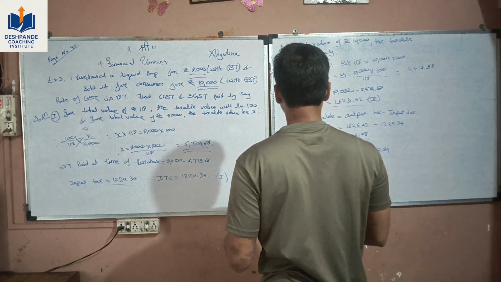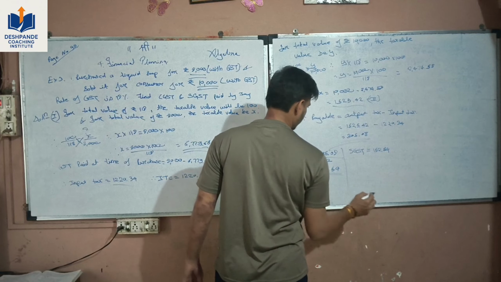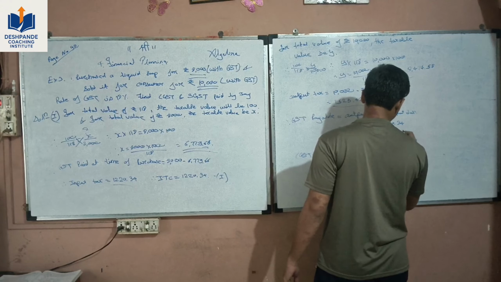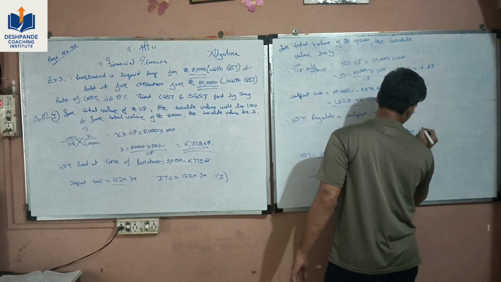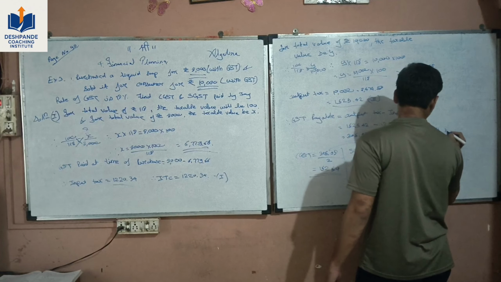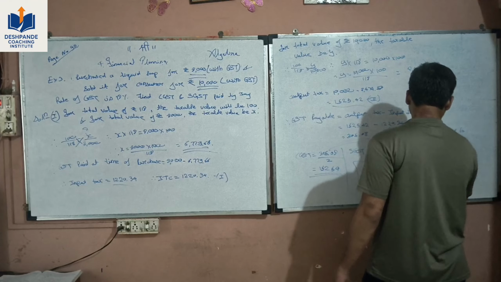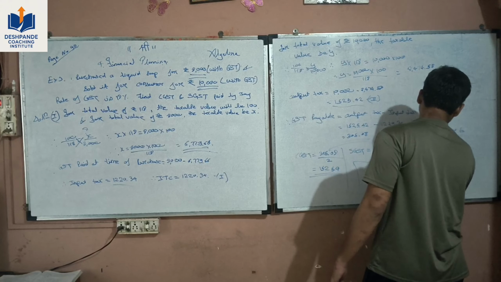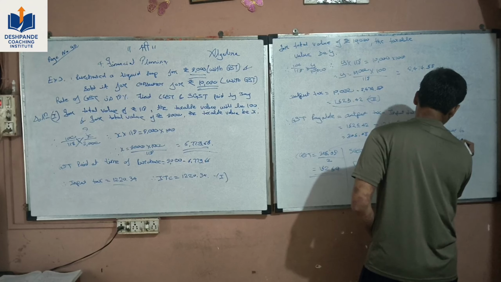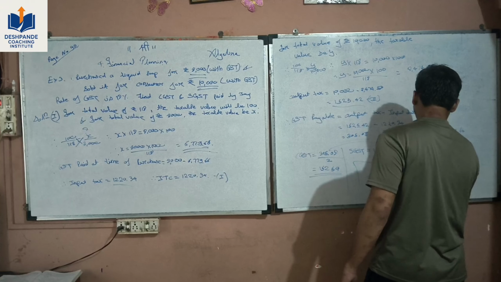So what will be the final answer? I will write here, final answer: J Chemicals have to pay 152.54 as CGST and 152.54 as SGST.